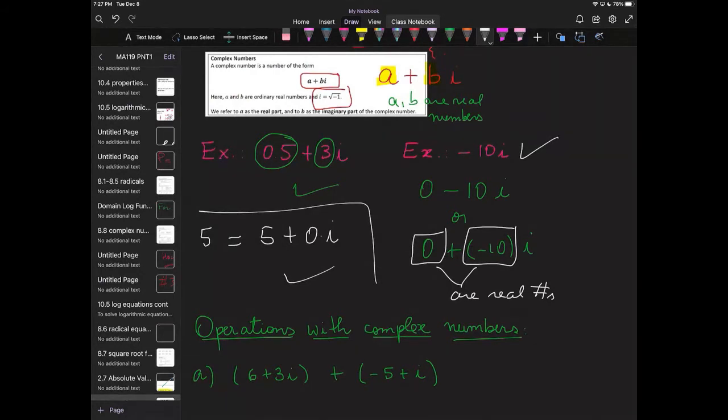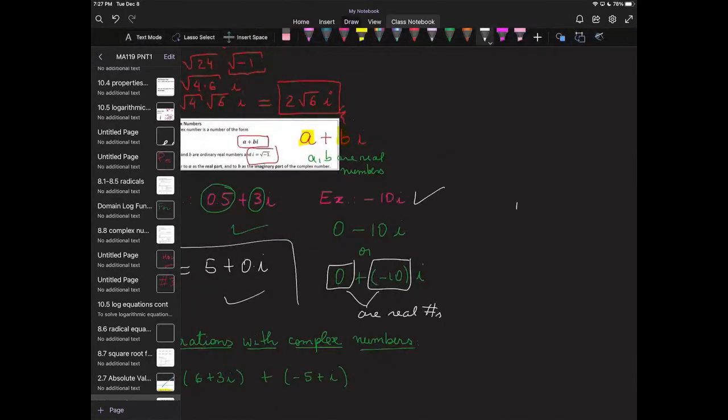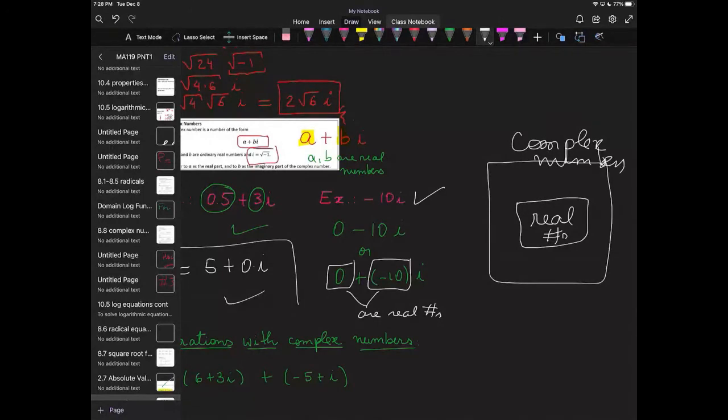But since i is not a real number, it means that not all complex numbers are real. So from real to complex numbers, yes, but from complex numbers to reals, not always. Basically, the set of real numbers sits inside the complex numbers, which is a much bigger set. So here are the real numbers, but there are things that are not real numbers, which are complex numbers. So the real numbers are inside a much larger set of numbers called complex numbers. That's the point there.